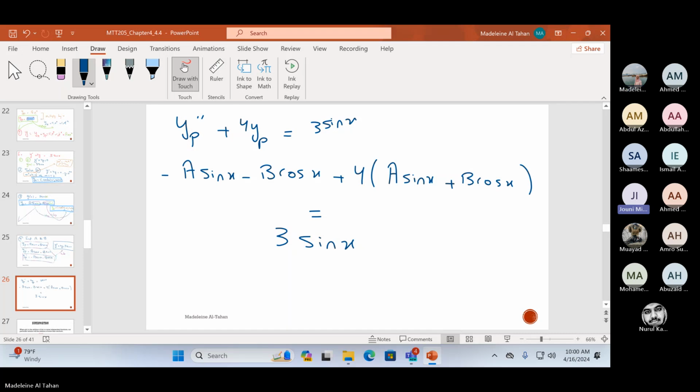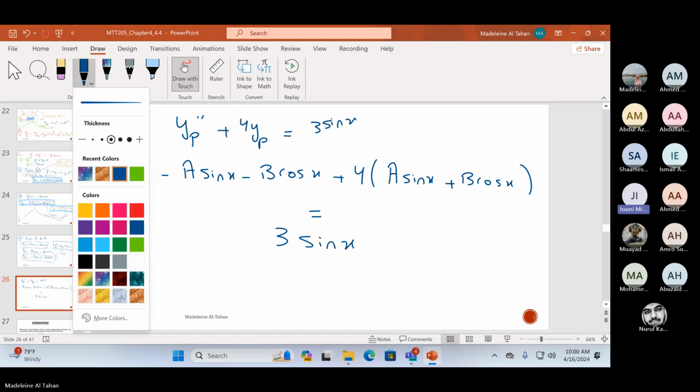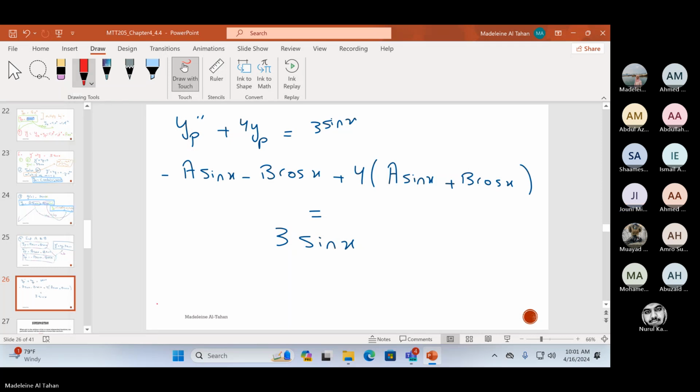Now, for the 3 sine x, don't we need to change it to A cosine x plus B sine x also? No, you copy it. G of x, you copy it. G of x we always copy, because if we changed it to A and B, we would not be able to find A and B. Okay, now expand or simplify.